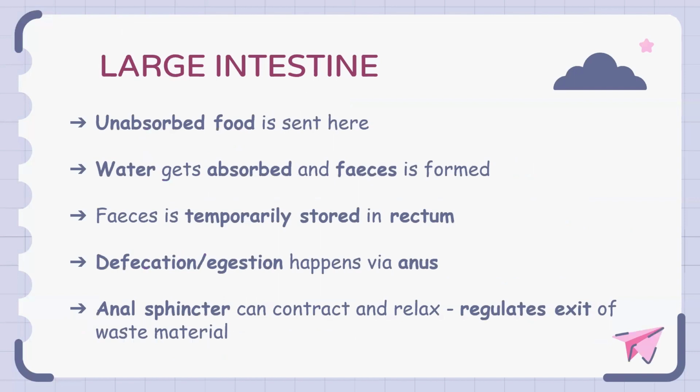Large intestine. This is where unabsorbed food is sent. Water is absorbed here and feces is formed, which is temporarily stored in the rectum. Egestion happens via the anus. Anal sphincter can contract and relax, thus regulating the flow of exit of waste material out of the body.